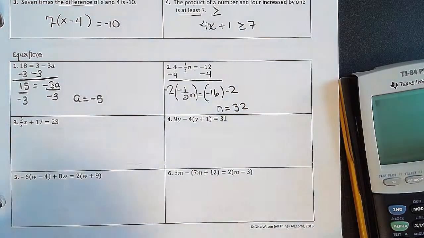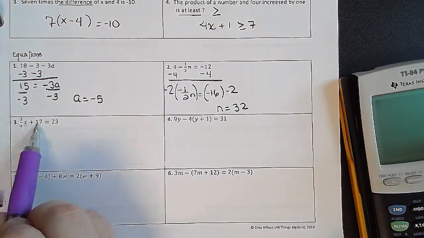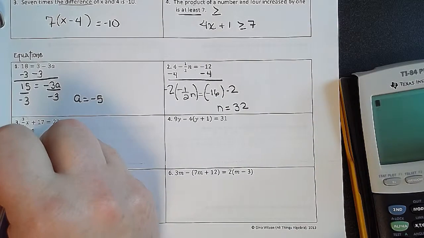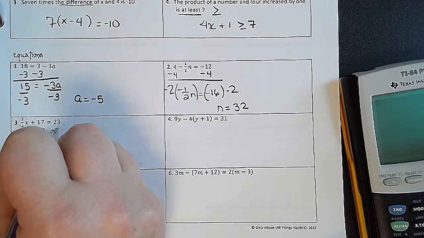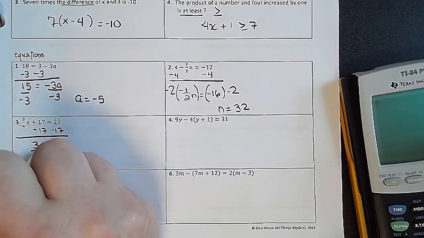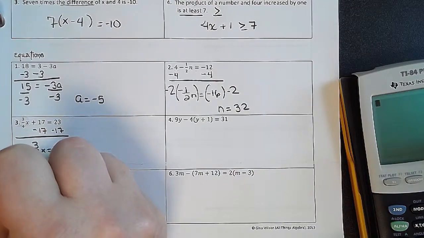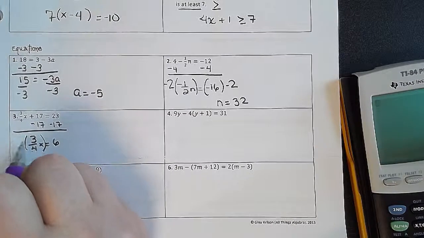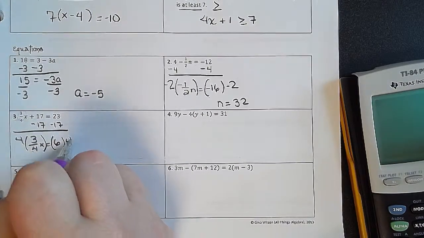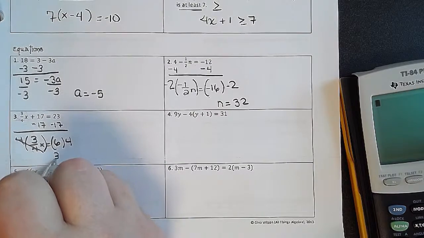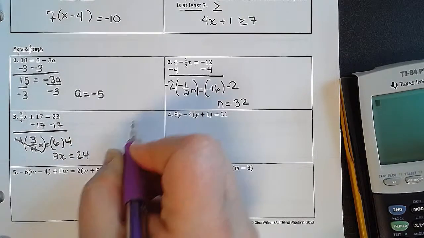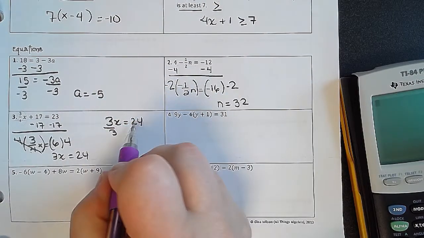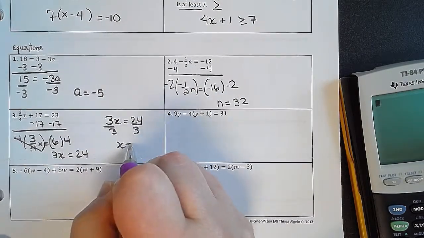All right, now I wanted to show you a way to deal with these fractions because they can be tricky. So first things first, I get rid of this 1. So I've got 3/4 x is equal to 6. Now, I'm going to multiply by the number on the bottom, and I get 3x equals 24. So when I get to 3x equals 24, all I have to do is divide by 3. So x is equal to 8.